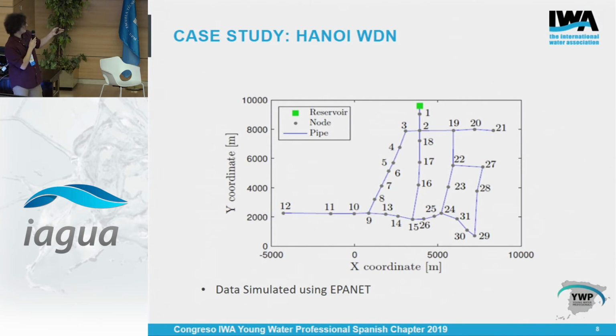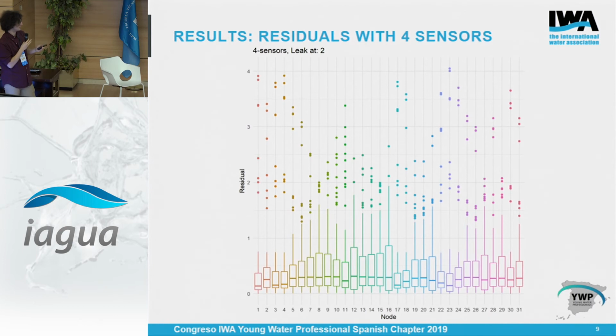And finally, before I present you the summary, I want to say something about why we're using the pressures directly and not the residuals. So here's the distribution for each node. If, over the 96 hours, we have a leak at node 2, it is this box plot over here, the second one.